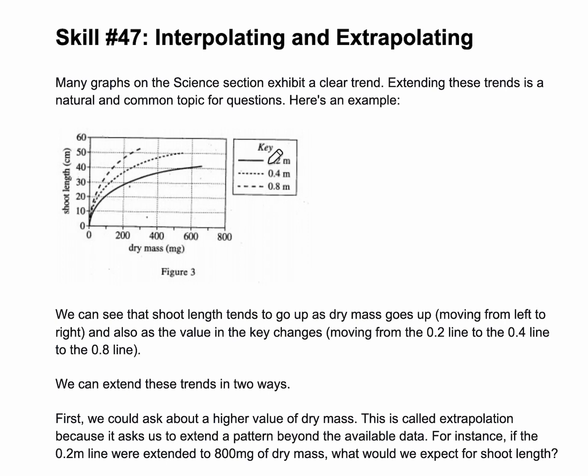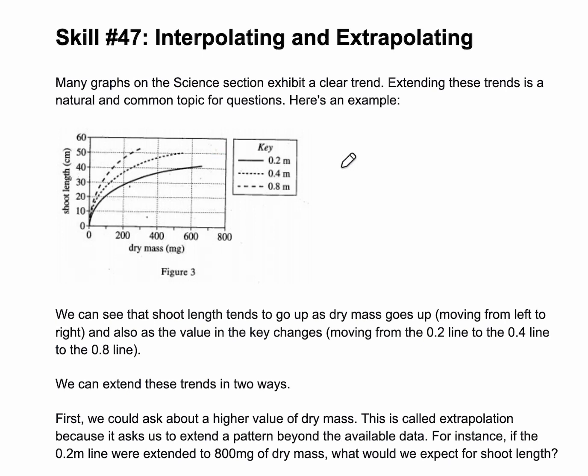Now, what if they ask what would be the shoot length approximately of a 0.2 shoot at 800? Okay, so that is extrapolating, right? So we would have to take this 0.2 and extend it, and it's going to be somewhere between 40 and 50, above 40. I really doubt it's going to get to 50. So somewhere between 42 and 45 or something like that.